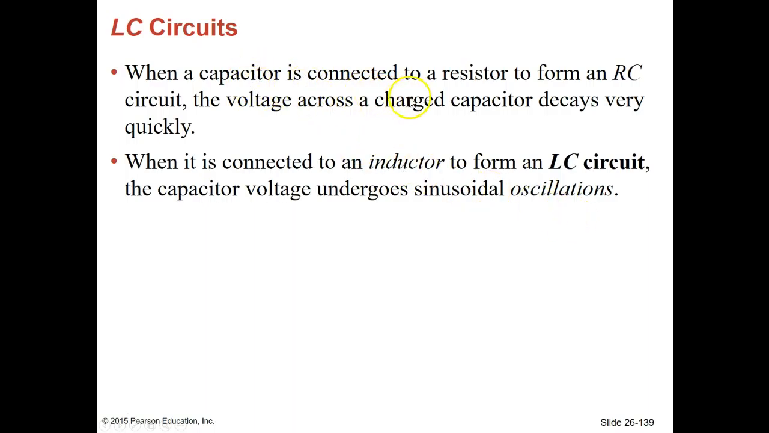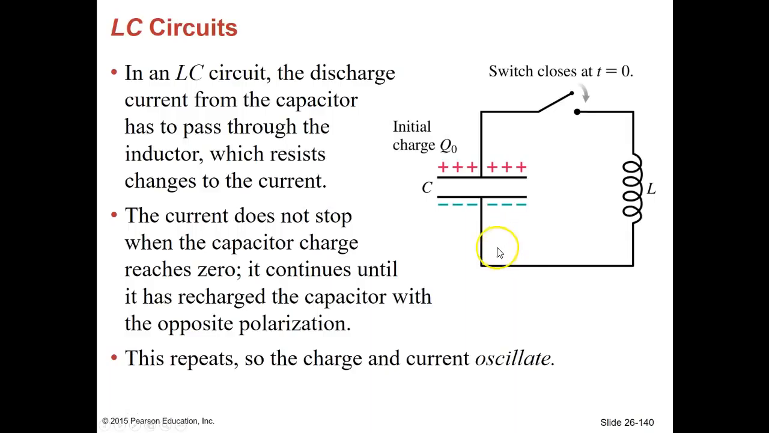When I have a capacitor connected to a resistor to form an RC circuit, the voltage across that capacitor decays very quickly. When it's connected to an inductor to form an LC circuit, the capacitor voltage undergoes some sinusoidal oscillation, so it actually does oscillate up and down.